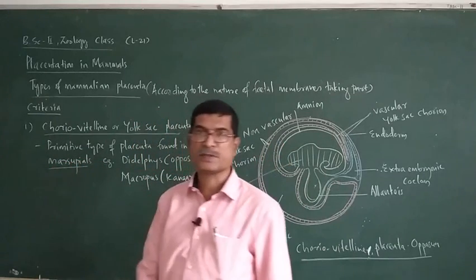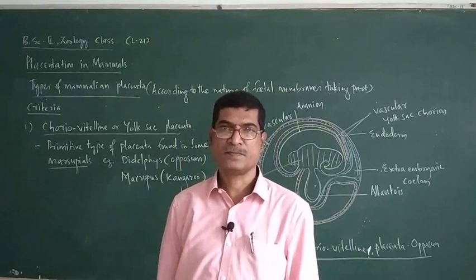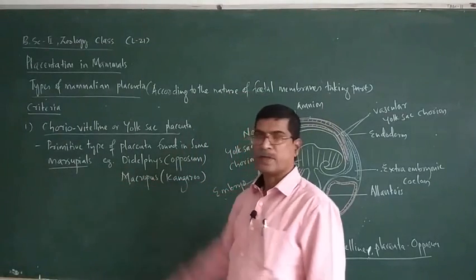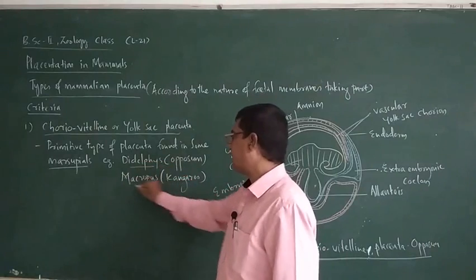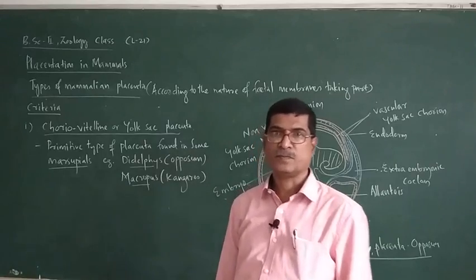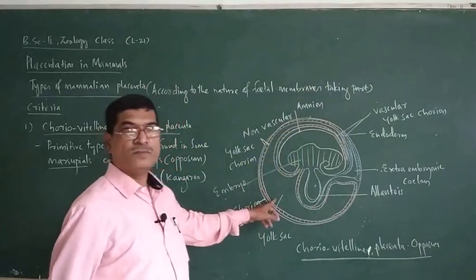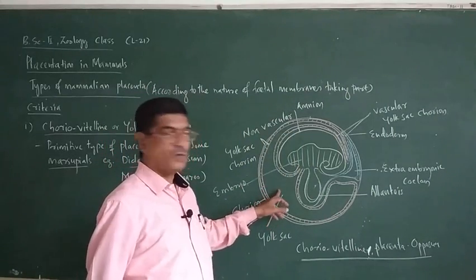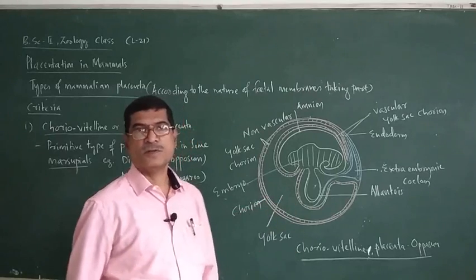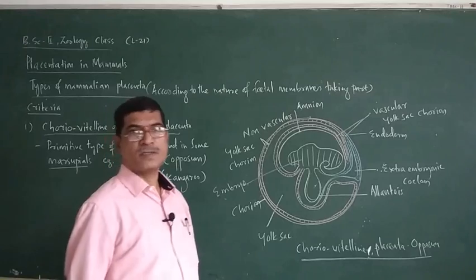You know what marsupials are? Brood pouch possessing mammals. Kangaroo, opossum, they come under marsupials. In Didelphis, opossum and Macropus, kangaroo, this type of placenta can be seen. Okay, so this is a diagram I have shown you to illustrate the structure of yolk sac placenta found in some marsupials.